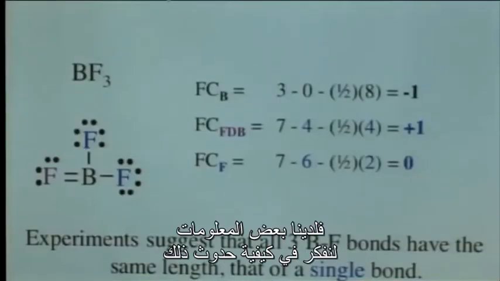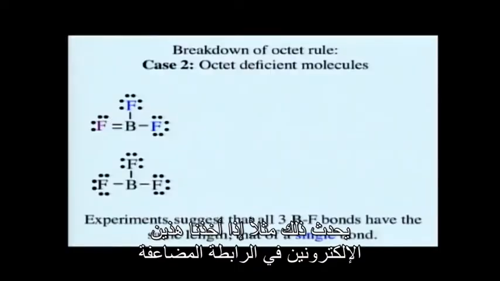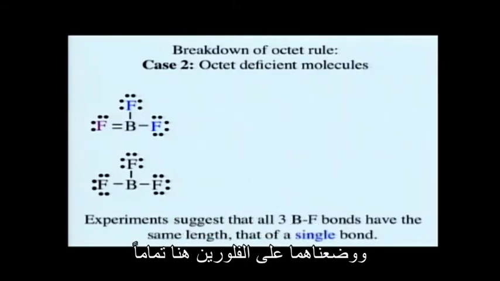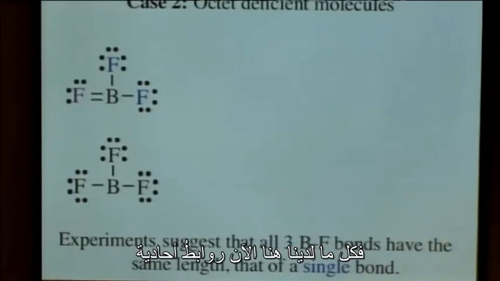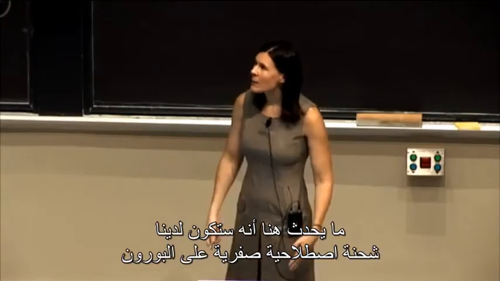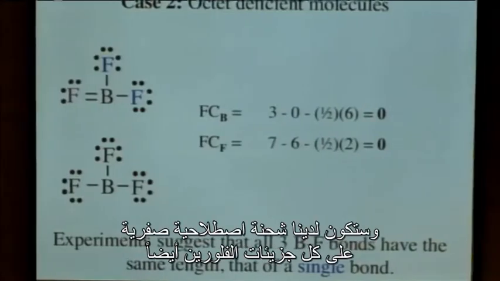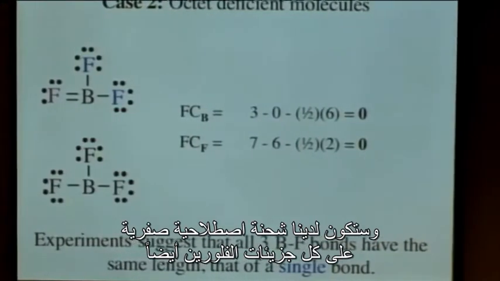We have some more information. Let's think about how this could happen. So this could happen, for example, if we take 2 of the electrons that are in the BF double bond and we put them right onto the fluorine here. So now we have all single bonds. And let's think about what the formal charge situation would be in this case. Now we would have a formal charge of 0 on the boron. We'd have a formal charge of 0 on all of the fluorine atoms as well.